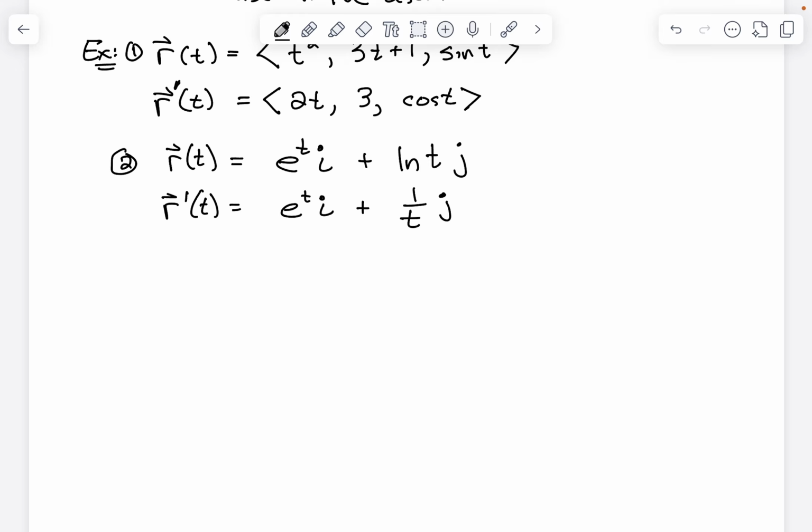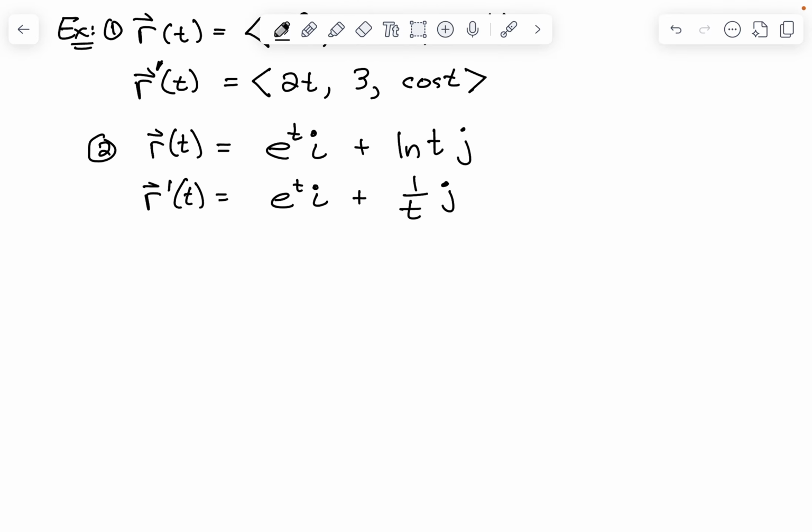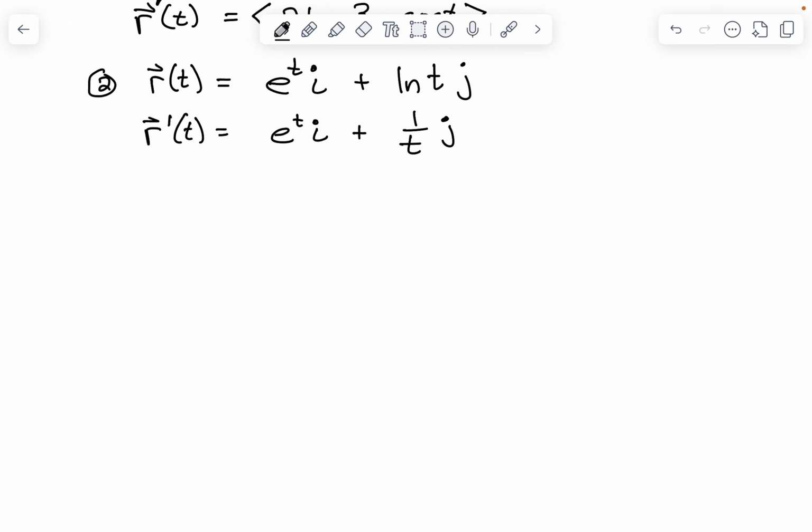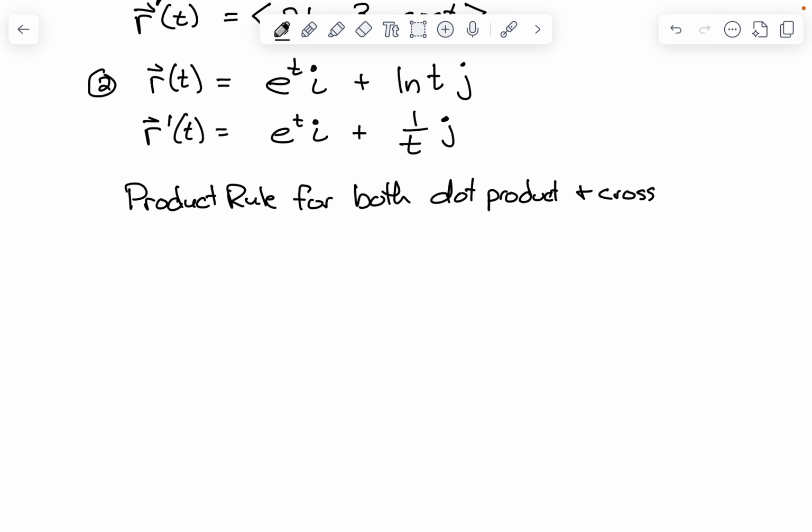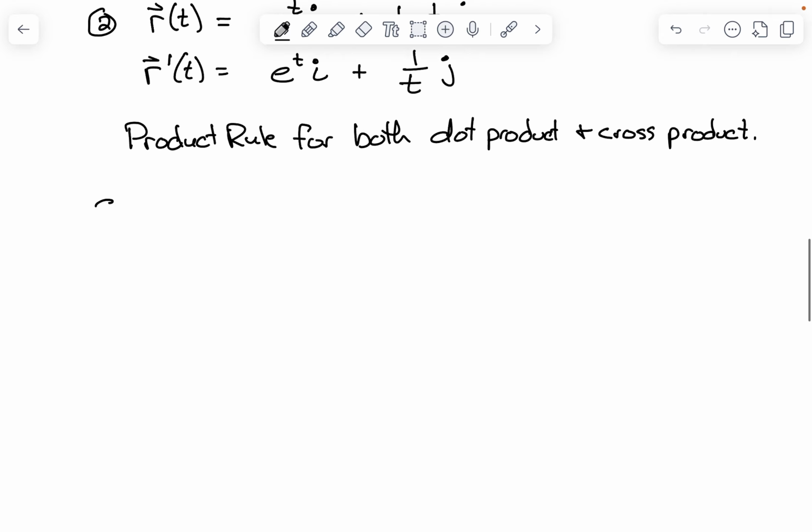Now, the textbook has a list of all the rules that we can use for derivatives of vector-valued functions, and I want to point out two of them in particular. The two I want to look at are the product rule, because when we're dealing with vector-valued functions, we have a product rule for both the dot product and the cross product. And let's look at them. They're exactly what you would expect.